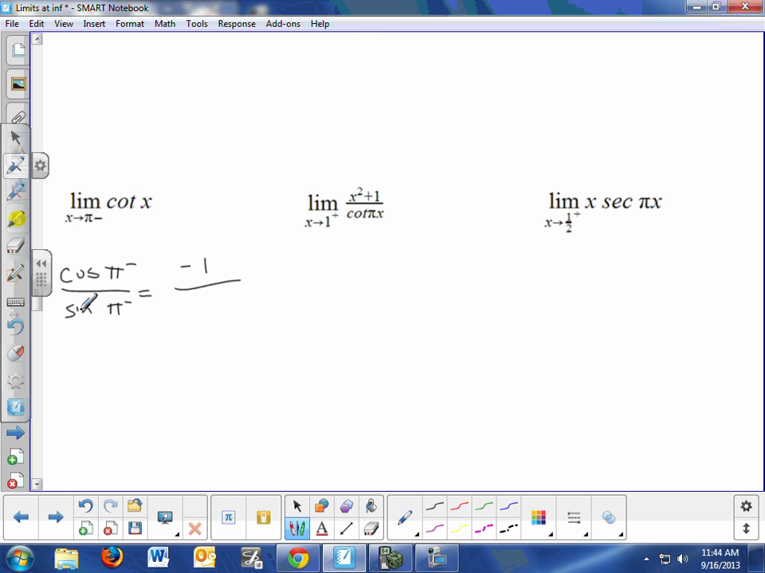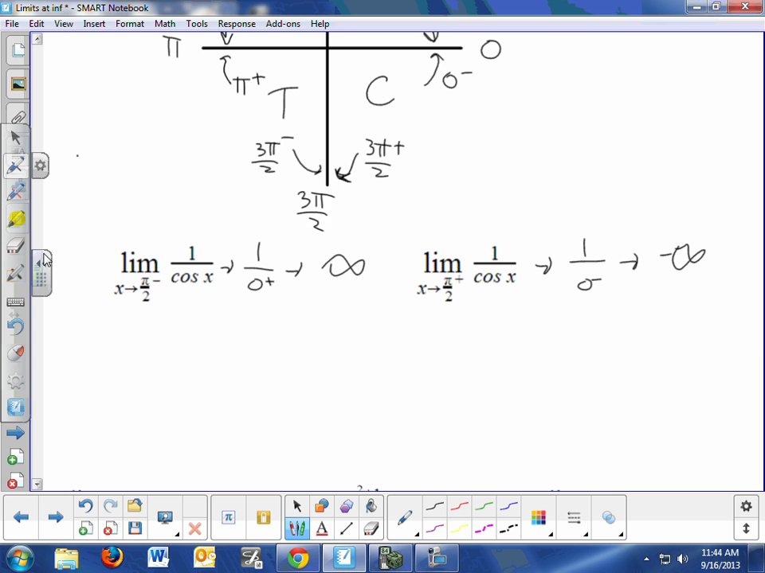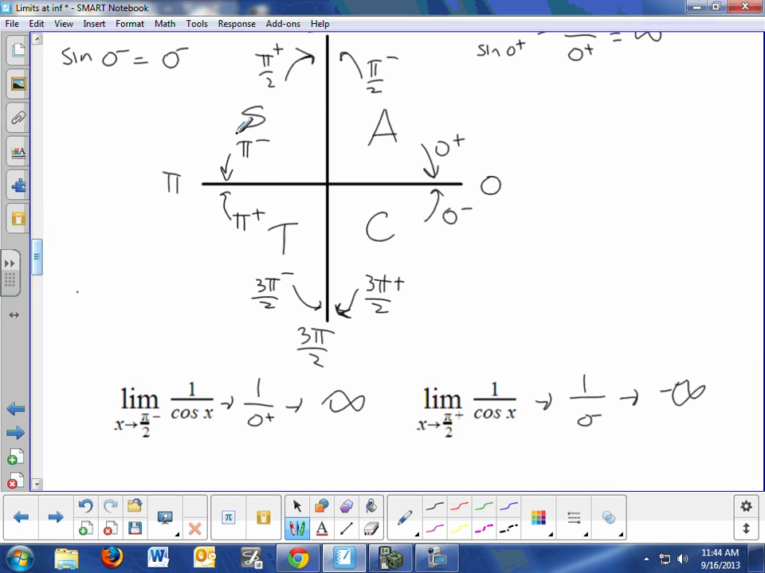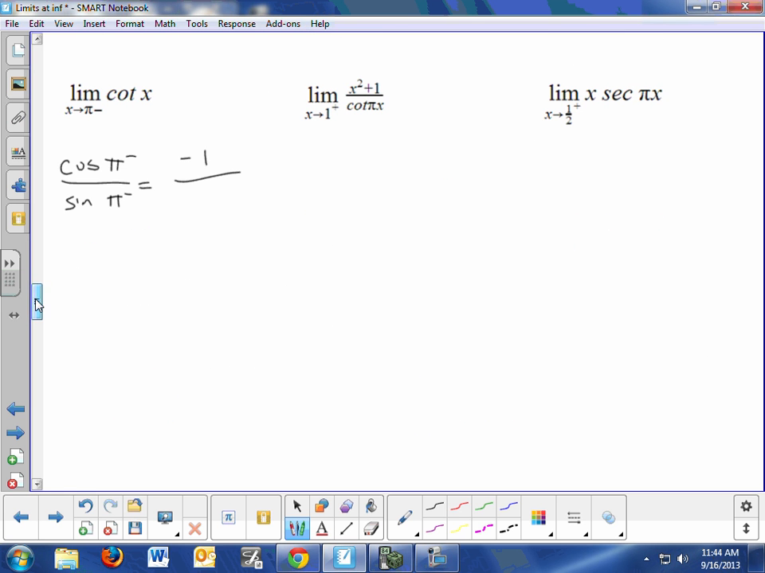Yes. Sine, as we're approaching pi from the left, is right here. Sine is positive from the left of pi. So this is actually approaching 0 from the right. It's a number very, very close to 0, but it's positive. The cosine of pi is -1. We could say this is approaching -1 from the left as well if we wanted to, but no need. The combination of these two things is negative infinity.